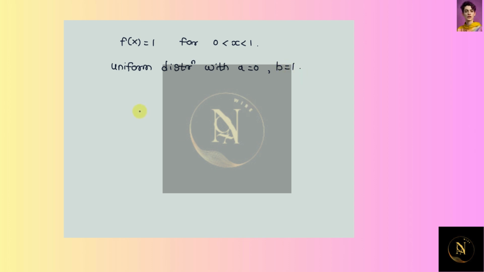Then by using this, first we have to calculate the probability of generating a random number between 0.15 and 0.75. So the probability of 0.15 < x < 0.75 is the upper limit 0.75 minus 0.15 divided by b minus a, that is 1 minus 0, and we get the required probability equal to 0.60.